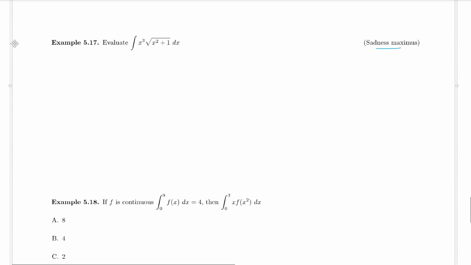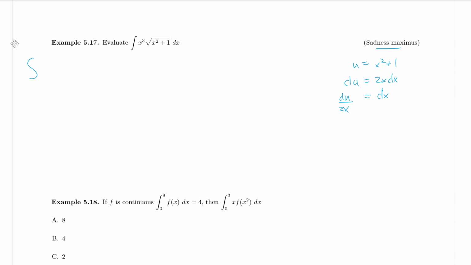So we're going to need to go with our usual strategy, and we're going to need to choose our u to be x squared plus 1, because that is what is inside of our square root function. And that gives us that du is equal to 2x dx, or that dx is equal to du over 2x. Let's go ahead and substitute these things in and see where that gets us.